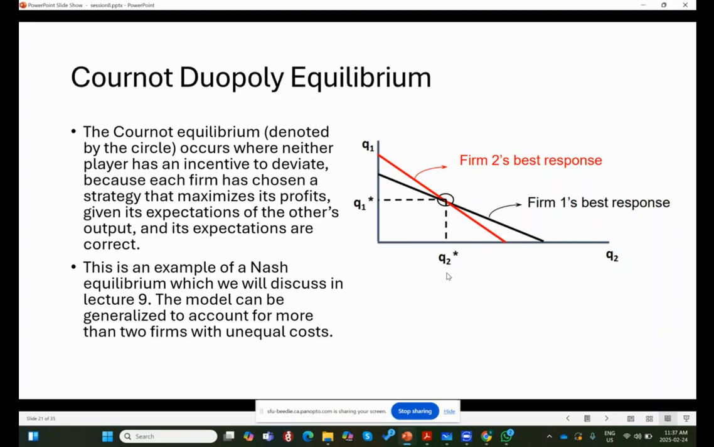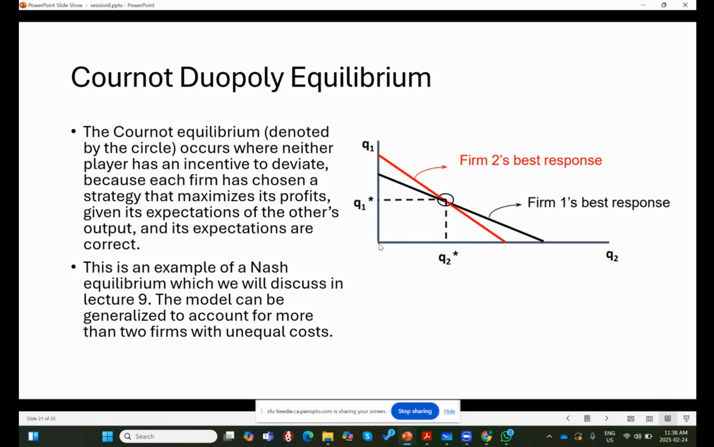It's the same thing for Q2. If firm 1 is producing at Q1 star, then for firm 2 to maximize the profit, they have to produce at Q2 star. If they produce more, for example somewhere like this, they are not maximizing the profit, because firm 1 is producing at Q1 star, right? So under Q1 star and Q2 star, both firms are producing at maximum profit, so that's why it's the equilibrium point.